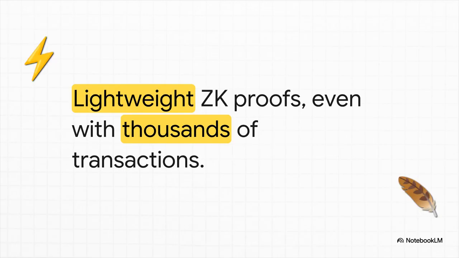The second guarantee is efficiency. Now, you might think that proving something against a huge database with millions of transactions would be super slow and clunky, right? But with a Merkle tree, the proofs are incredibly small and fast. They're lightweight, and that's what makes the whole system run smoothly and scale up.